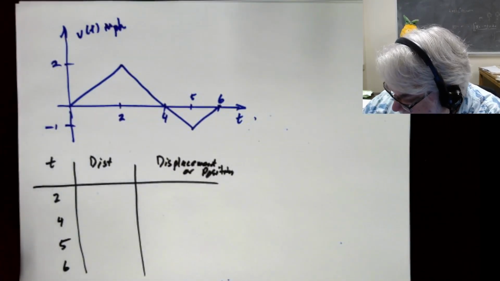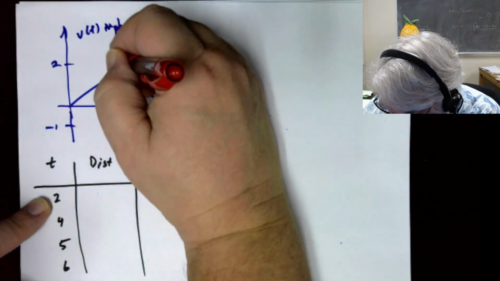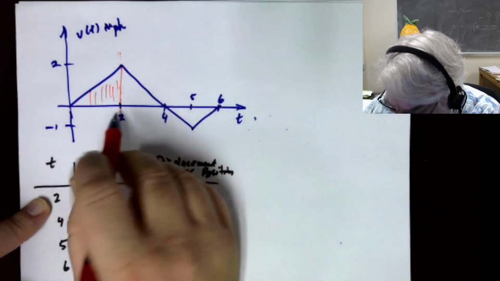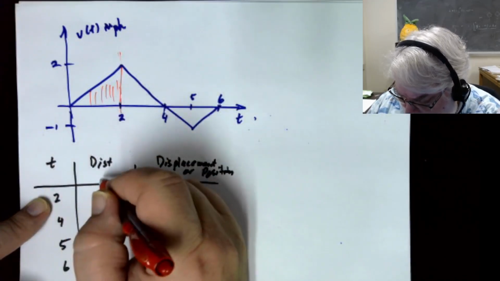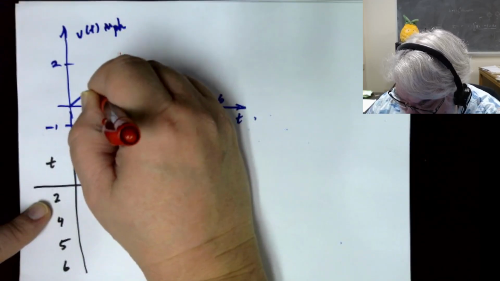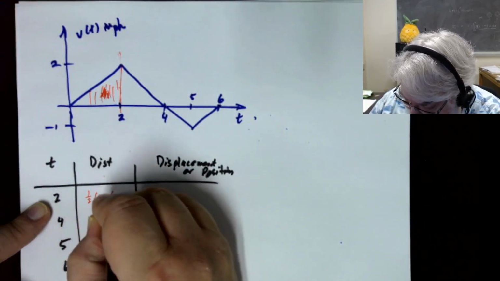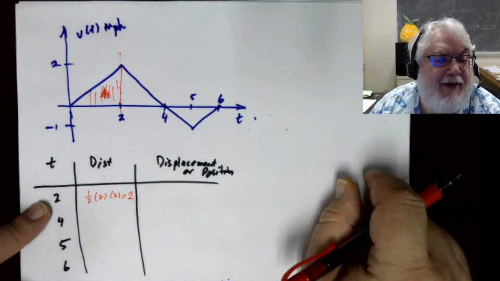So at time 2, I have traveled this much, and this is geometrically the triangle, and so the distance traveled is just going to be the area of this first triangle. Let's call it A1 maybe, and so the area is going to be 1/2 base times height, which simplifies to just 2, it looks like.